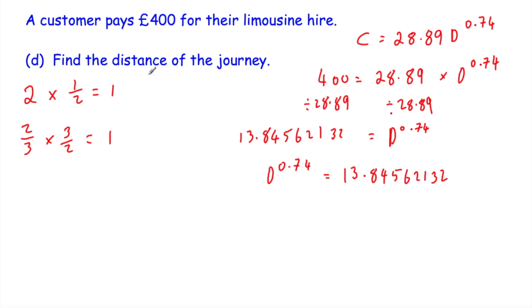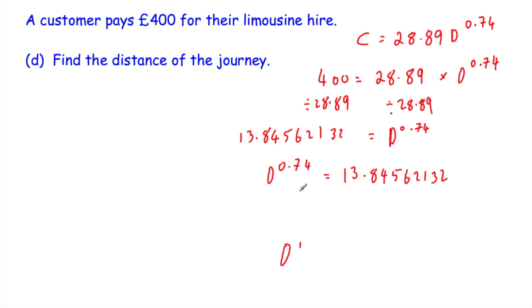I just wanted to show you that before I carry on and show you how we would solve an equation like this. So a number multiplied by its reciprocal is equal to 1. Here we've got d to the power of 0.74 equals 13.84 and so on. To solve an equation like this, we want to get the d on its own, which is d to the power of 1. So we want to figure out what power we would raise both sides of this equation to, so that instead of d to the power of 0.74, we get d to the power of 1.